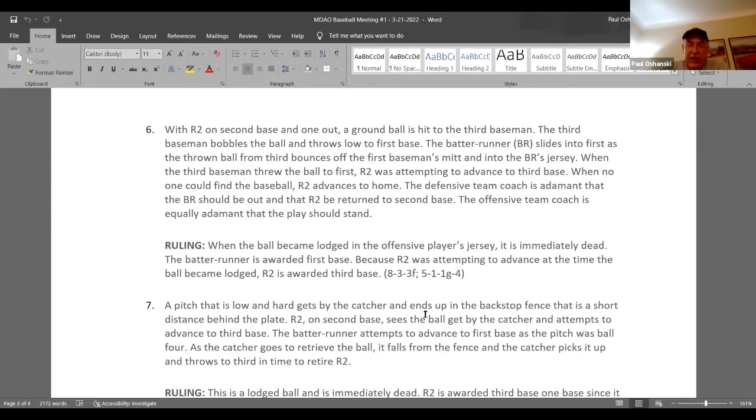So we're going to have a block ball, lodge ball, however you want to do it. So it's going to be 1 base from the time of the pitch. So the ruling is when the ball became lodged in the offensive player's jersey, it is immediately dead. So we don't want anybody trying to rip apart somebody's clothes, or actually somebody, period, to get to a ball. So batter runner is awarded first. Because R2 was attempting to advance at the time the ball became lodged, R2 is awarded third base.